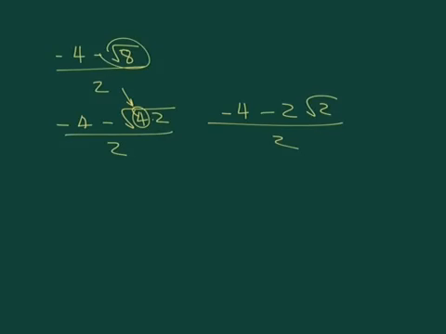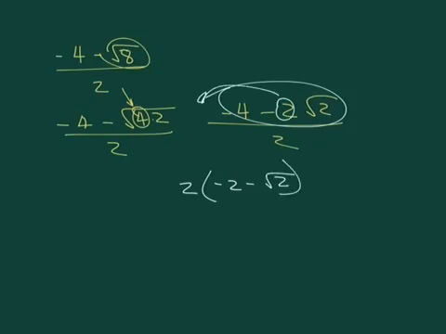So now I look up here. Can I factor anything out? Yep, I can factor out a 2. And I'm left with a negative 2 minus square root of 2, because that 2 there was brought out over 2, so those cancel, and that ends up being my answer.